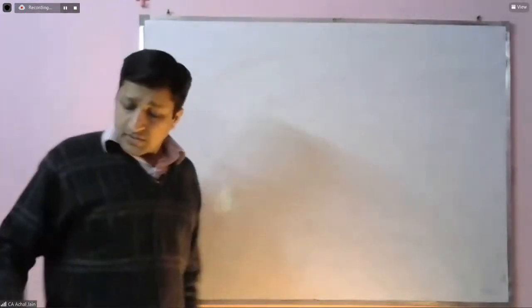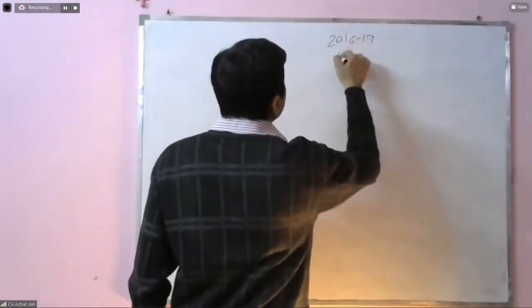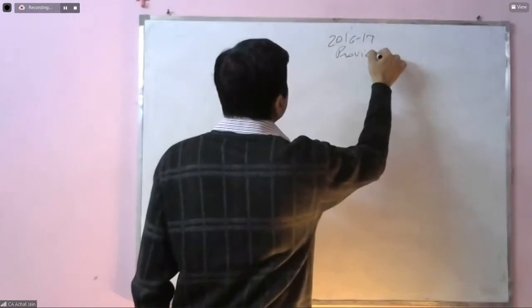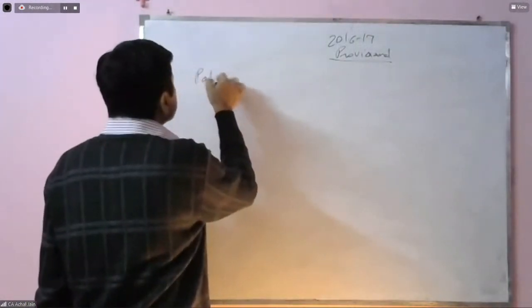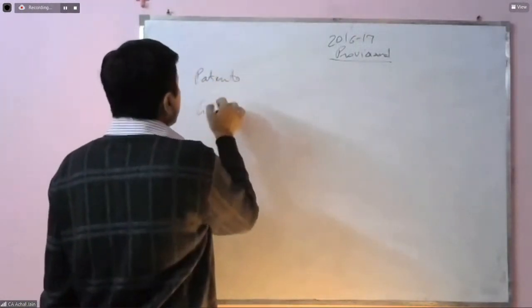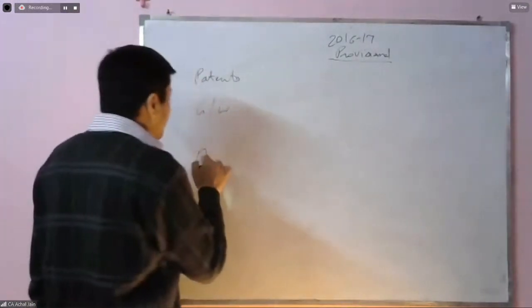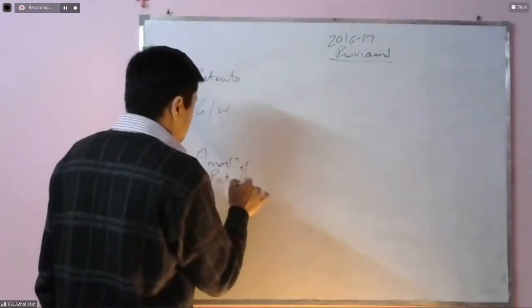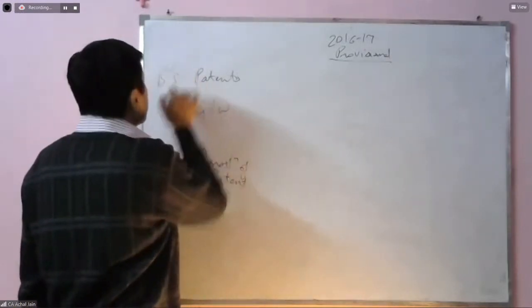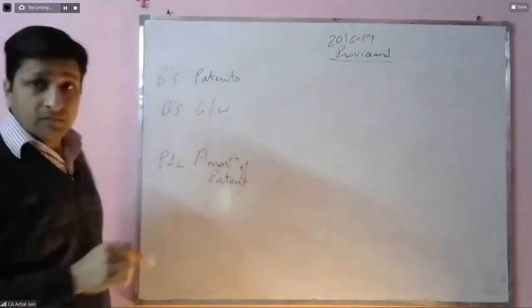Acquirer would have closed 16-17, calling this to be provisional. Correct? Wherein he would have recorded patents, he would have recorded goodwill, and he would have shown amortization of patent. So these two would have gone to balance sheet. This would have gone to P&L. Correct? Yeah.